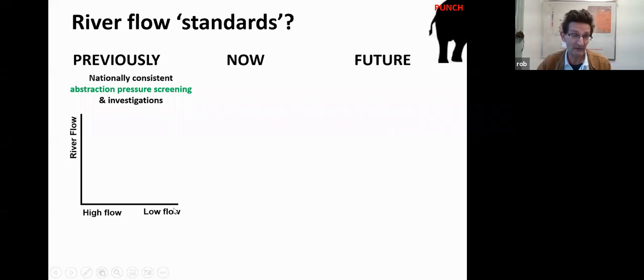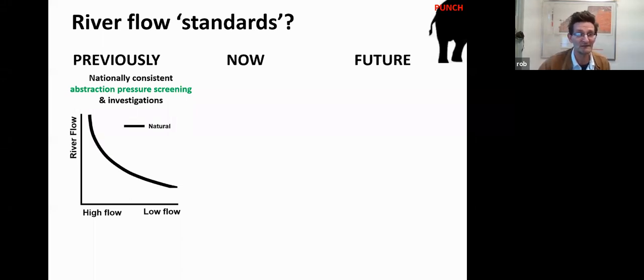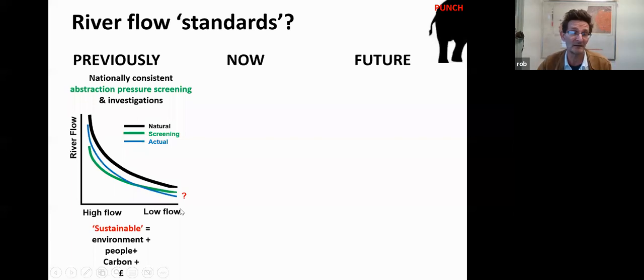So in the early noughties, the Environment Agency rightly recognised the need to have some sort of consistent abstraction pressure screening process, starting from a natural flow duration curve from which you could hang some sort of environmental flow screening thresholds and compare that with what was actually going on to define how much water there might be for abstraction. And in places where you were below those thresholds, there was a part of the process called a sustainability assessment. And that included consideration of, yes, the environment, but also people and carbon and money.